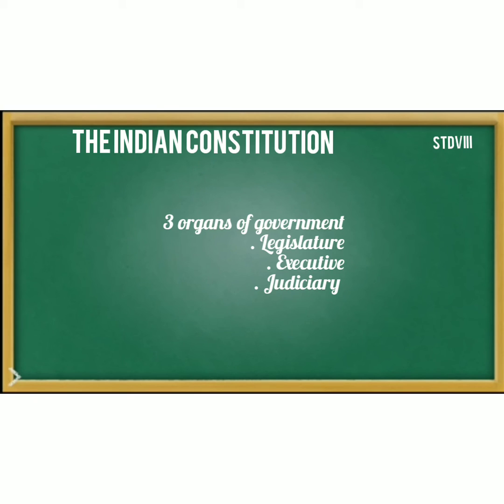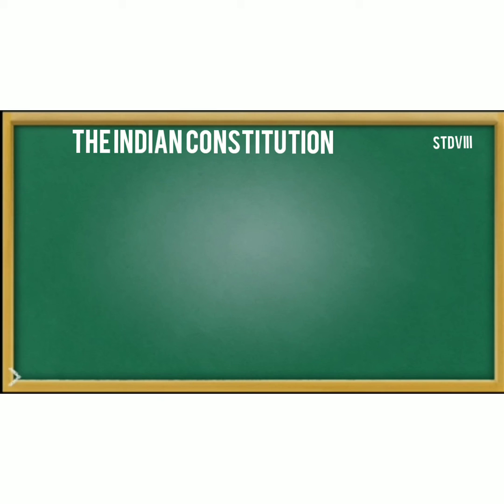Okay, then executive, and they are the people who implement laws and run the government, like our civil servants. Okay, then the third organ of the government is judiciary. So that is the court system in India, or the legal system in India, and it includes the lawyers, right?